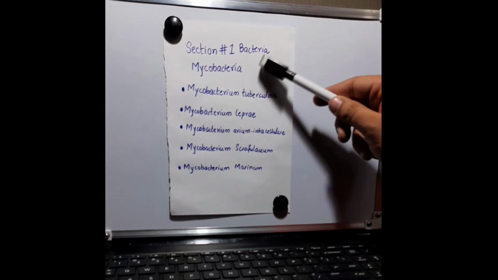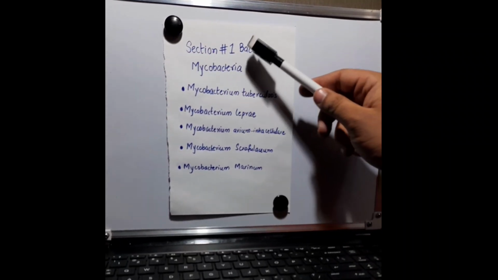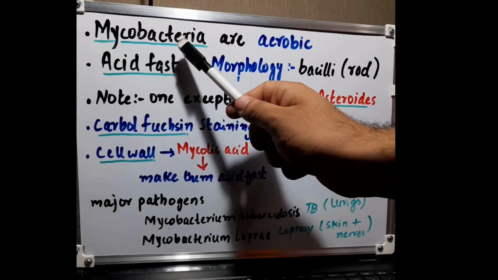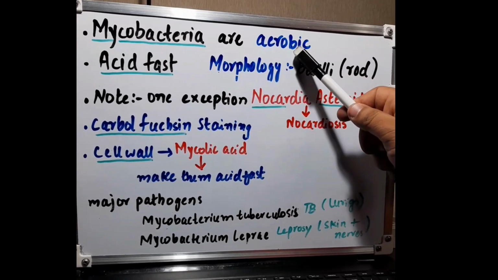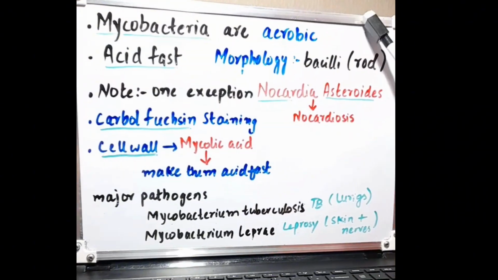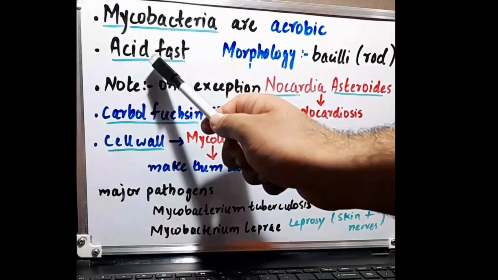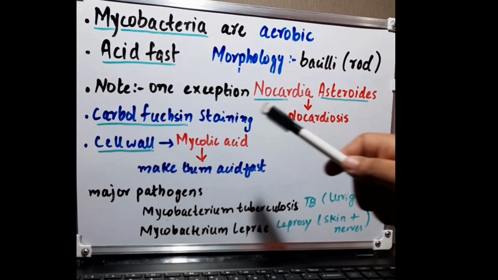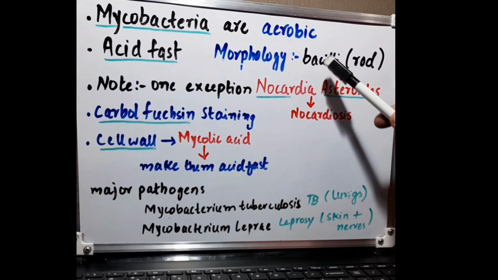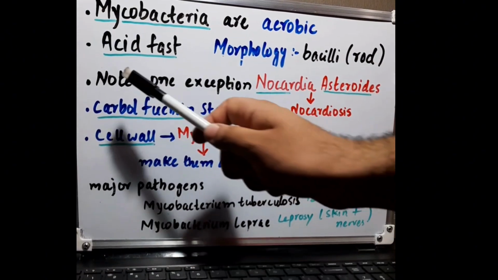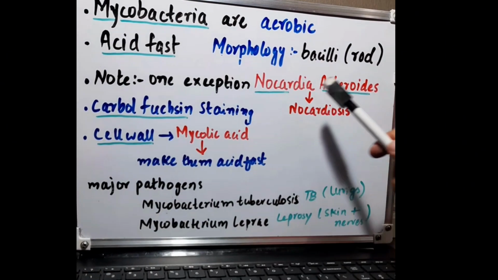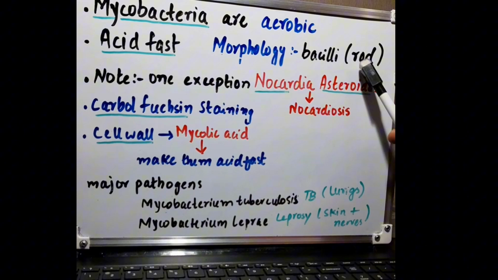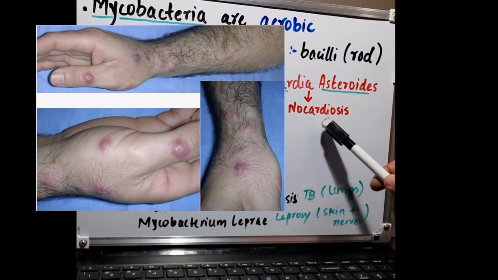Section number 1, Bacteria. In this section, we will learn about Mycobacteria. Mycobacteria are aerobic bacteria which need oxygen for their survival. These are also acid fast. Why these are acid fast, we will discuss later on in this video. The morphology of these bacteria is bacilli, which is rod shaped. There is one exception: Nocardia asteroides is also weakly acid fast and can cause nocardiosis.